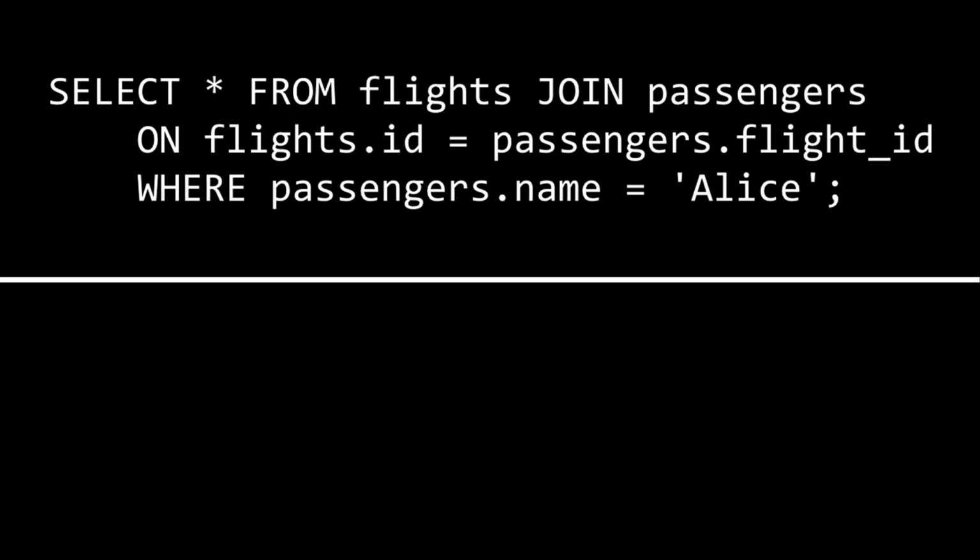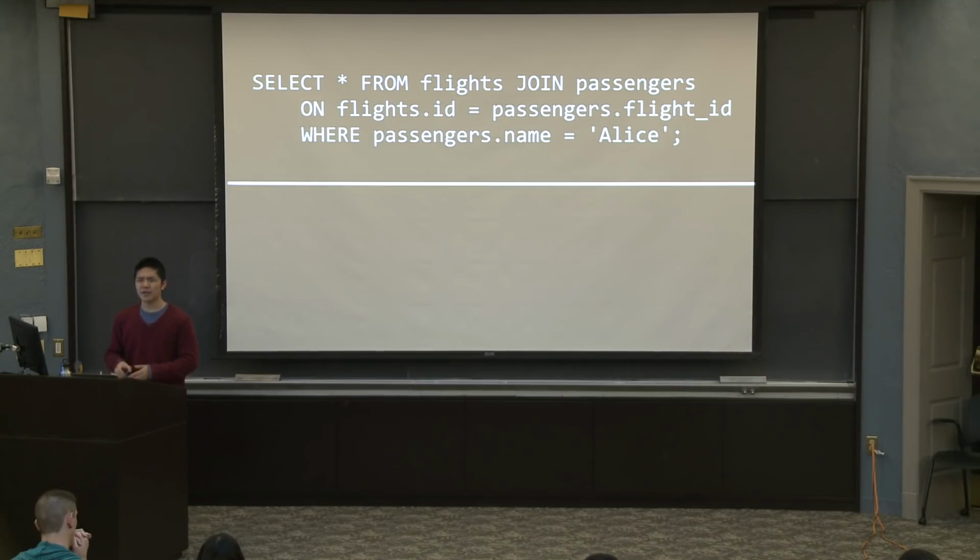And one final example, if we wanted to join tables together, if we wanted to say select star from flights join passengers on flights.id equals passengers.flight_id where passengers.name equals Alice, what exactly am I trying to select here? Long, complicated SQL query. Let's try and tease it apart and figure out what it is that I'm querying for. Yeah, the flight that Alice is on.